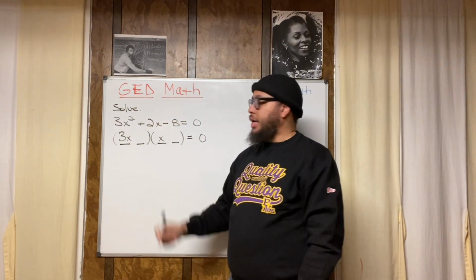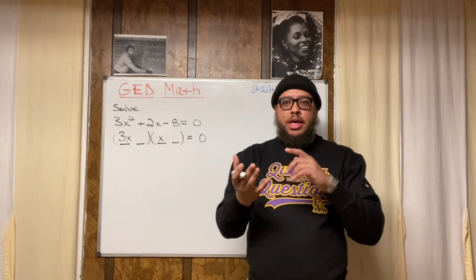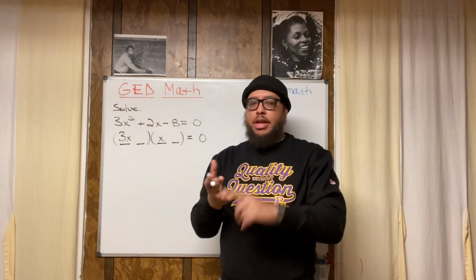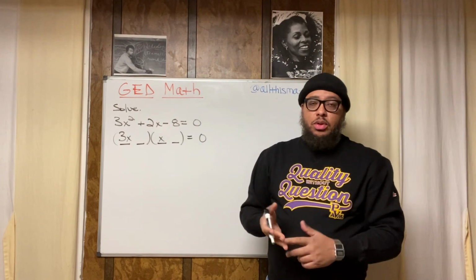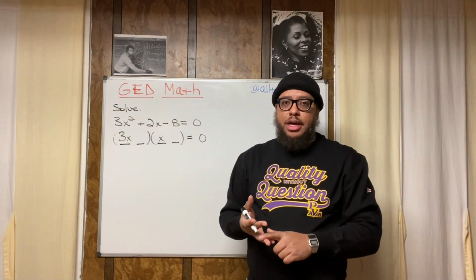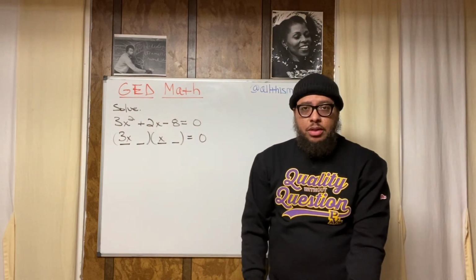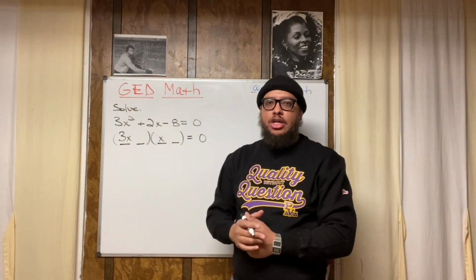Now, this -8, that's got a few factors. We could have -8 and 1. We could have -4 and 2. Or the signs could flip. We could have +8 and -1. We could have +4 and -2. But we got to put them in these spaces and then do FOIL and see what happens. So this is like a trial and error method.